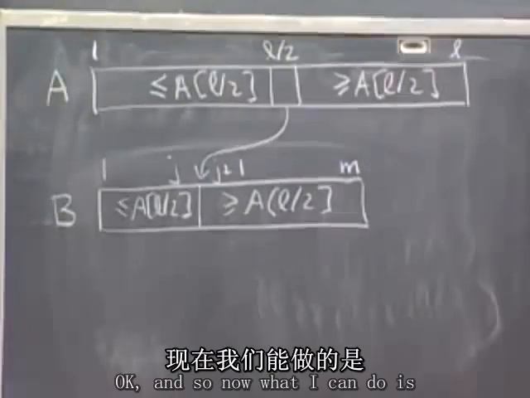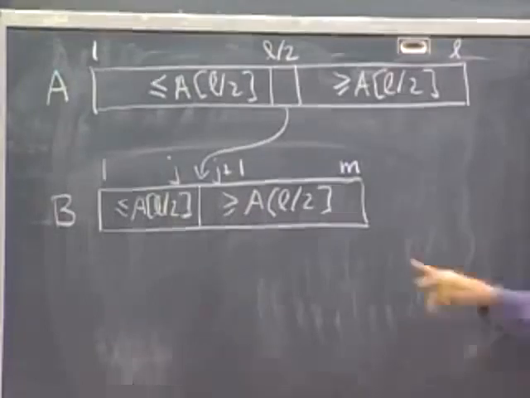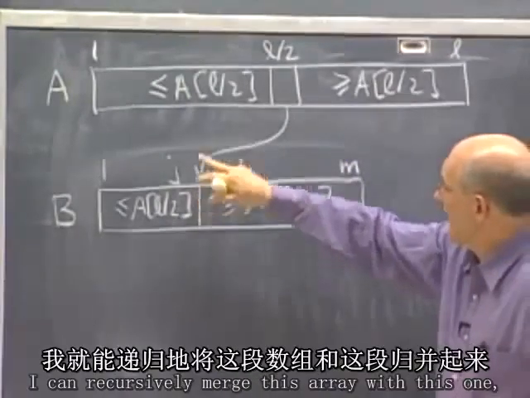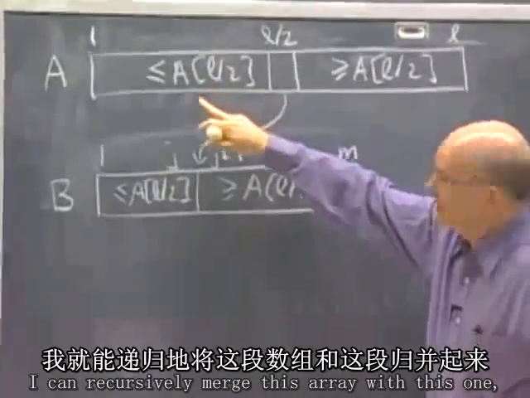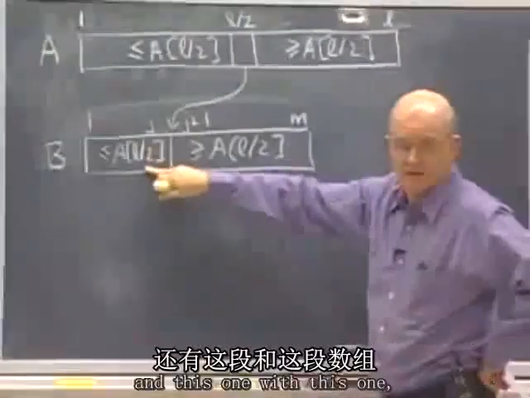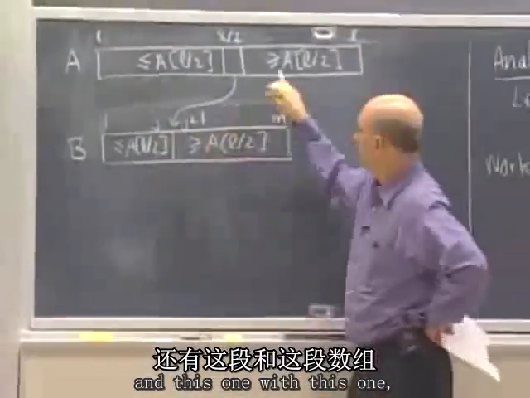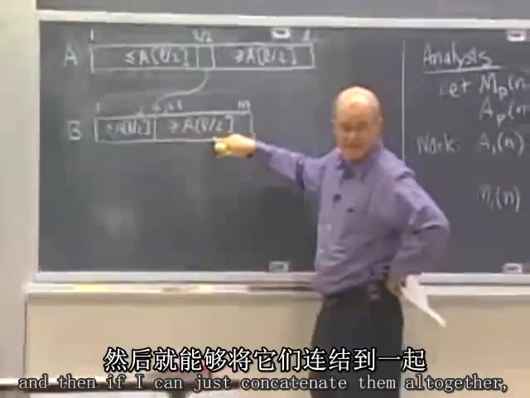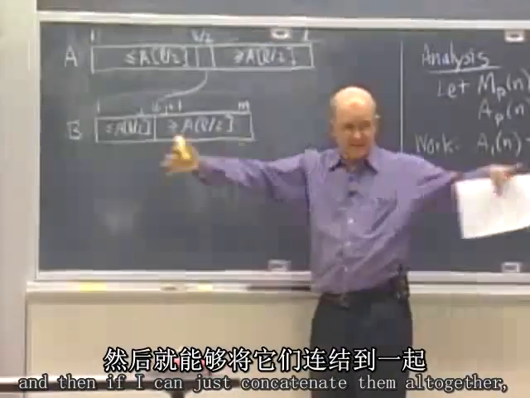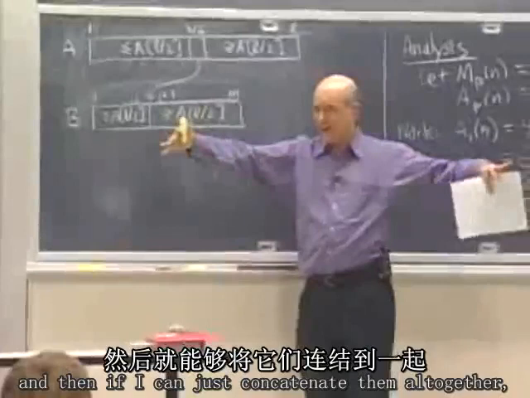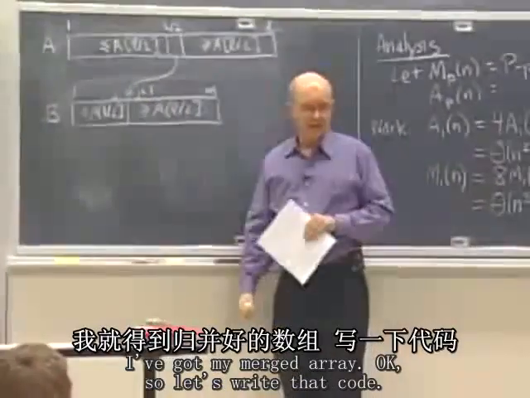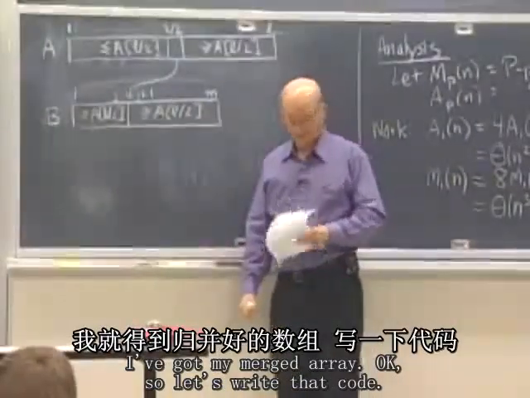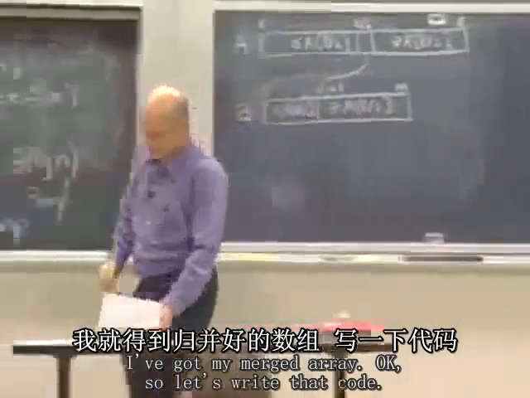Okay? And so now what I can do is, once I've figured out where this goes, I can recursively merge this array with this one, and this one with this one, and then if I just concatenate them all together, I've got my merged array. Okay? So let's write that code.